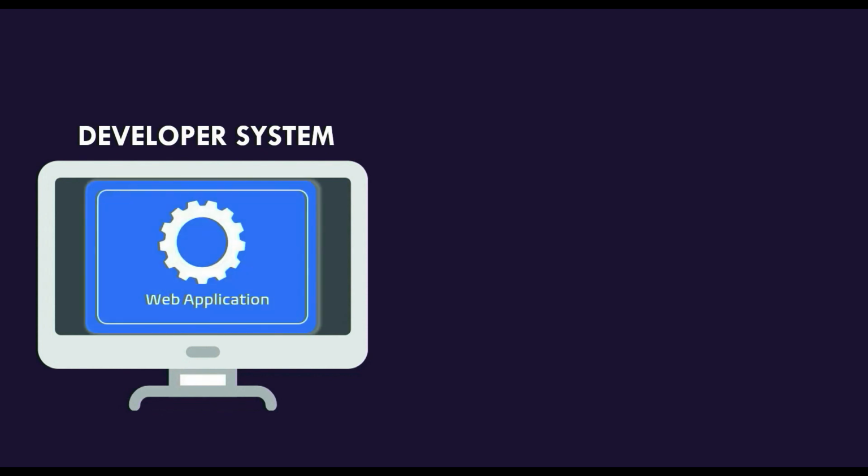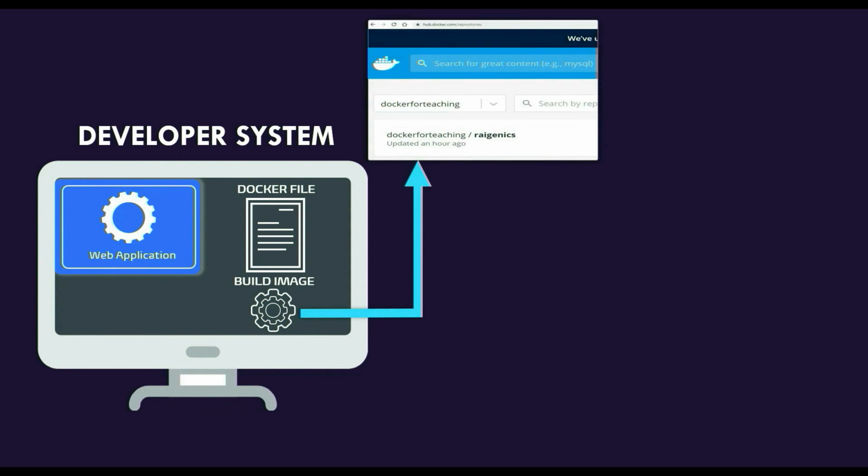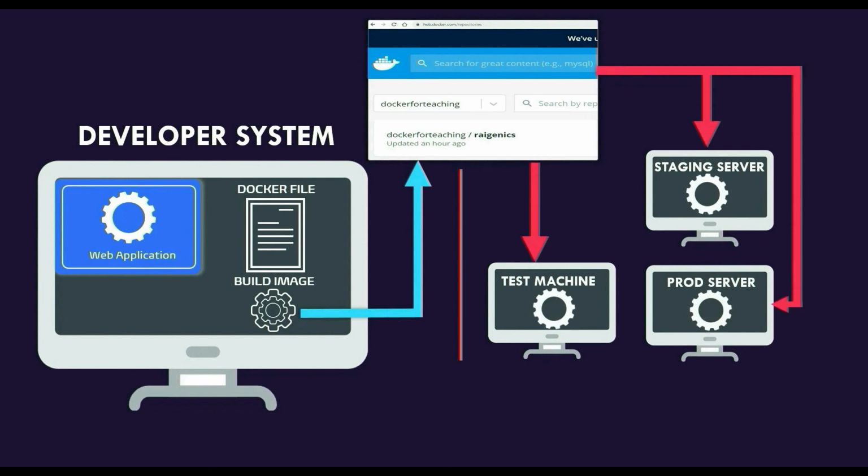So let's see what we have done till now. We had a developer machine where we have created our application and then created a Docker file, built an image of our application and then pushed it to the Docker Hub. Now, what we can do with this Docker image? Yes, we can ask our tester to pull it to their machine and test the application, right? Or deploy the application to our staging server, or deploy it to our production server as well. The beauty is that it will work exactly the way it worked in your system.